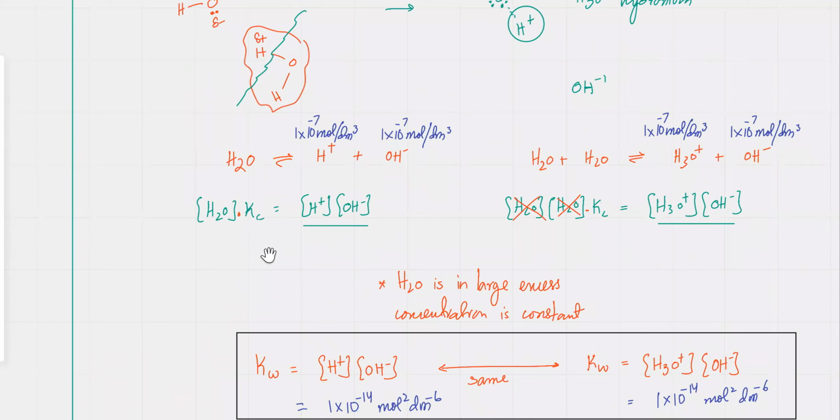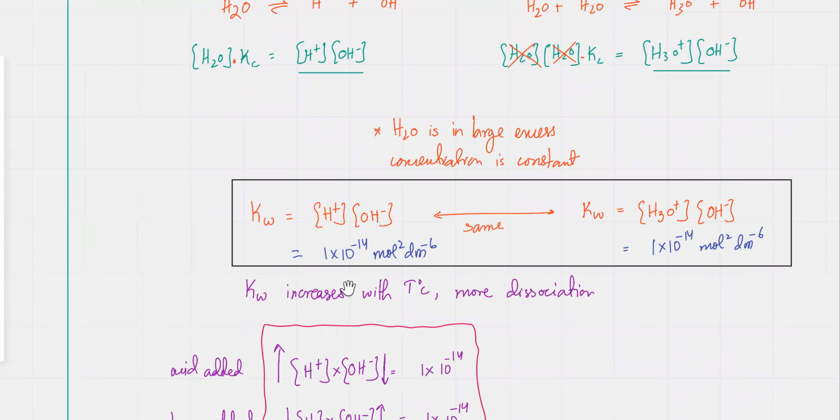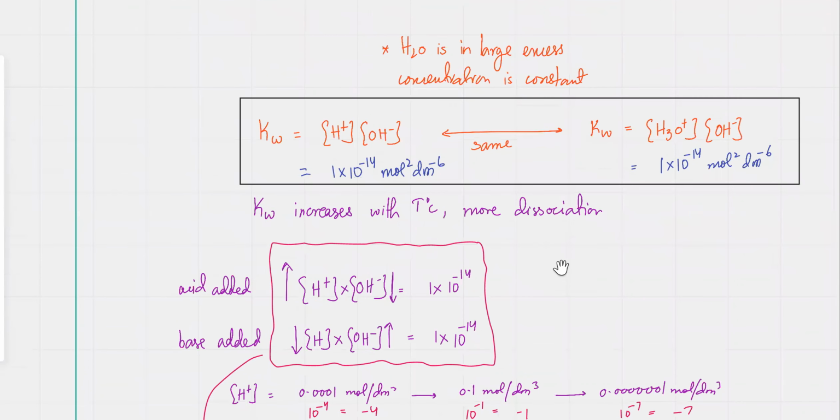And what is in large excess, its concentration is a constant. You don't write it in the expression. So this was what we got. We got the expression for Kw, and we said that the concentration of the H+1 and OH ions at equilibrium is very less. It's 1 times 10 power minus 7 mole per dm cube, which is why Kw comes out to be 1 times 10 power minus 14 mole squared dm minus 6.